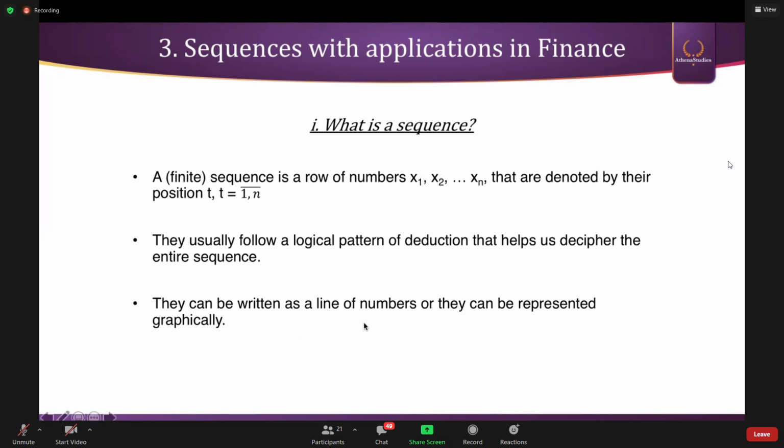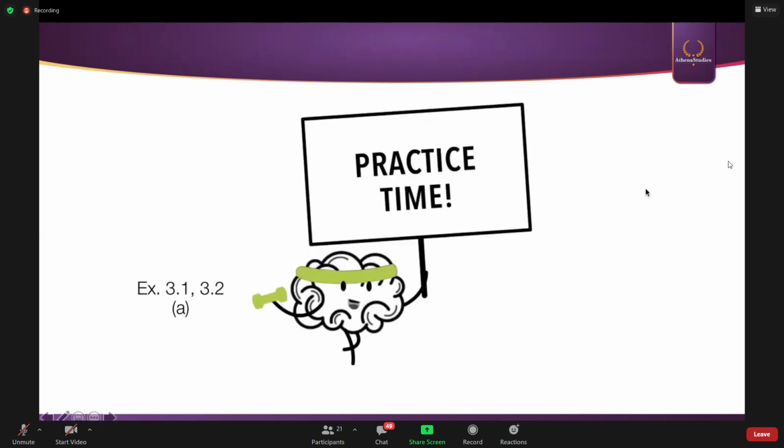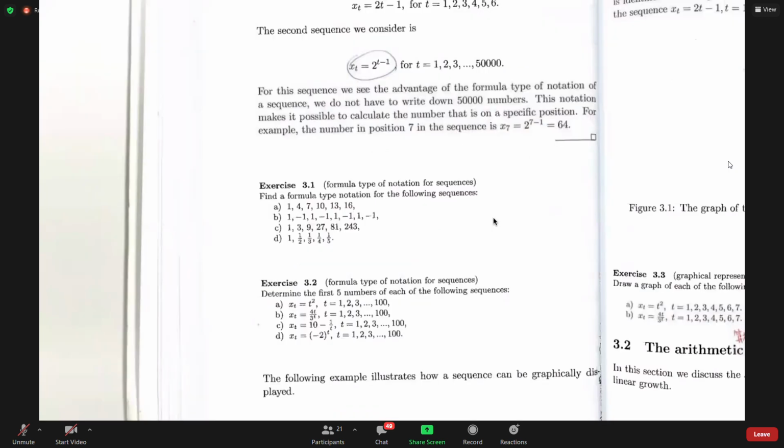They can be written either as lines of numbers, so x1, x2, xn, or they can be represented graphically, which we're not going to spend too much time on with the graphical representation. I have an exercise prepared for you to do at home. We won't do it in class, but I'll show you how it's done. So let's take a look at what a sequence is and how it looks like. So I am going to point you towards exercise 3.1 from the book.